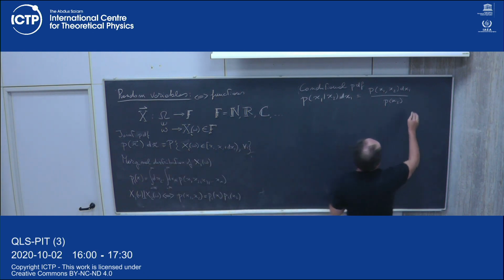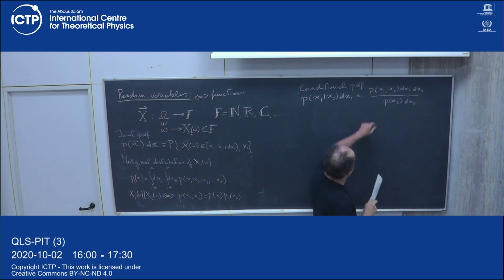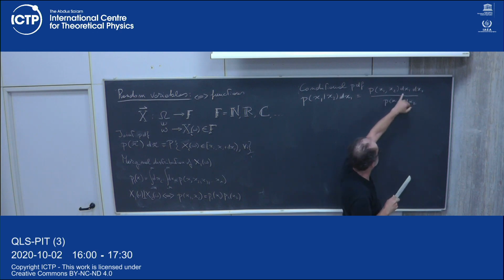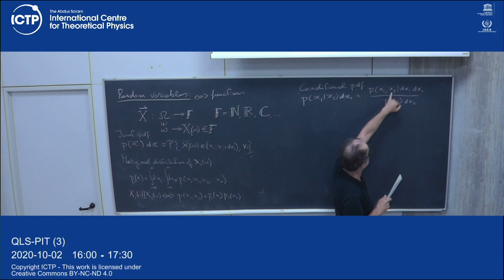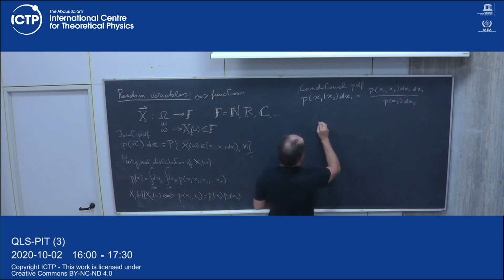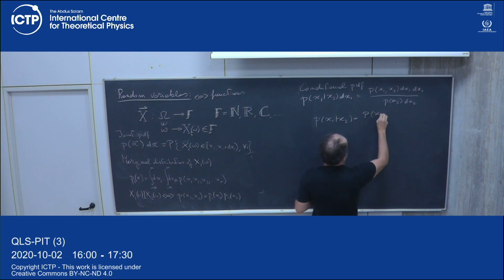So if you want, you can add a dx2 here and a dx2 here. So this would be the joint probability that the first random variable is between x1 and x1 plus dx1, and the second is between x2 and x2 plus dx2, and you divide this by the probability that x2 is between x2 and x2 plus dx2. Okay? And so by this equation you see that you can define the conditional PDF of x1 given x2 as the joint PDF divided by the marginal PDF of x2.